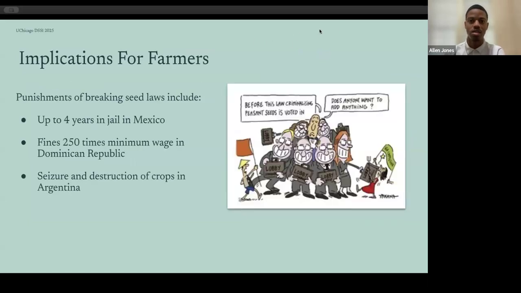Some of the consequences that farmers can face for being criminalized could be punishments of up to 4 years in jail, fines 250 times the minimum wage in the Dominican Republic, as well as seizure and destruction of crops. This is something that small scale farmers, who are really doing this to make a living or to eat, can't face or afford.